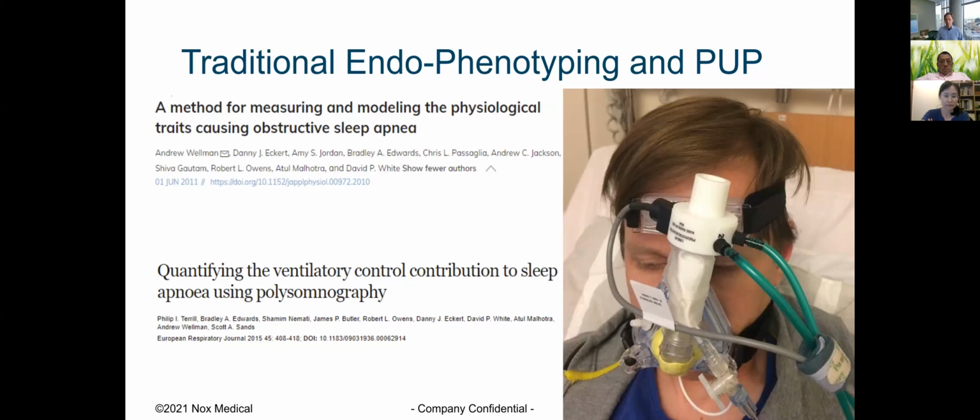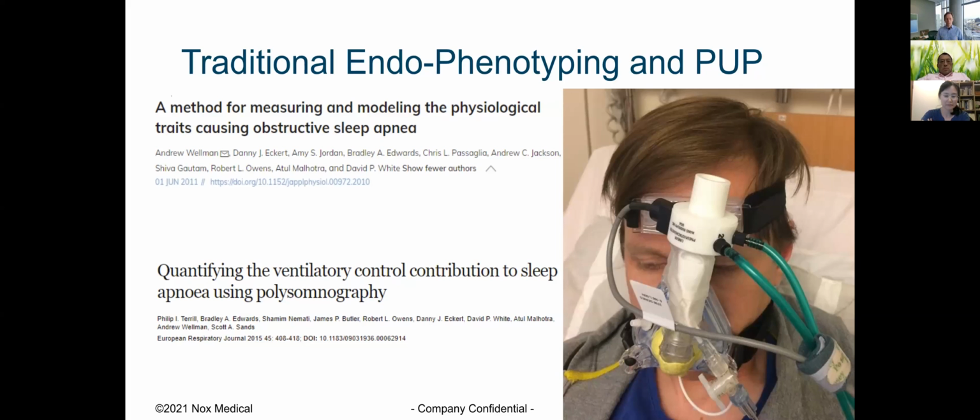And on the right side, you see a picture of me with the equipment, so how it looks. So you can easily imagine that this is something which is difficult to do in a clinical setting, and it's not very comfortable for a patient. What is missing on this picture is, of course, the PhD, and then also the connection to the CPAP. But this is how people were supposed to sleep, so that you could get the endophenotyping traits.